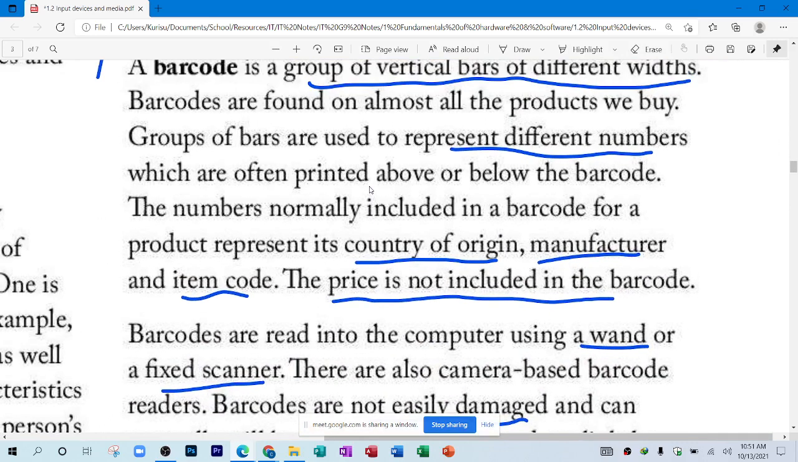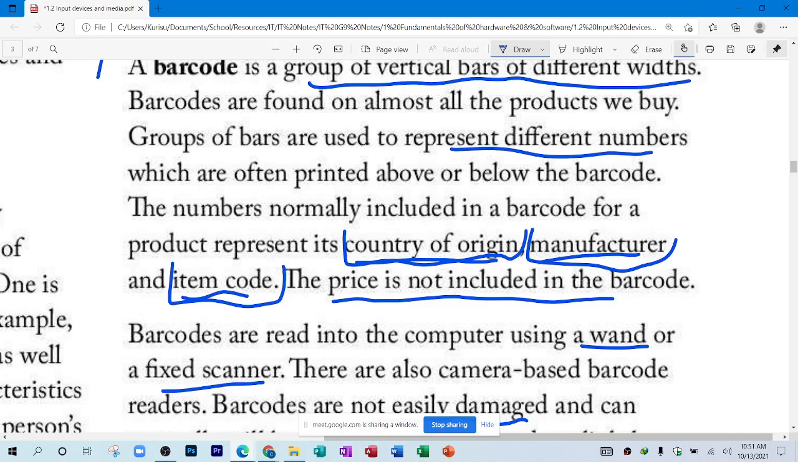Now, what does a barcode contain? What data does a barcode contain? Because remember, we are transferring data with this device. So what data does it contain? Well, it has the country of origin, it has the manufacturer, it has the item code. Those are some of the information the barcode would have. So instead of manually typing in the country of origin, the manufacturer, the item code, all of that would automatically be transferred into a computer.